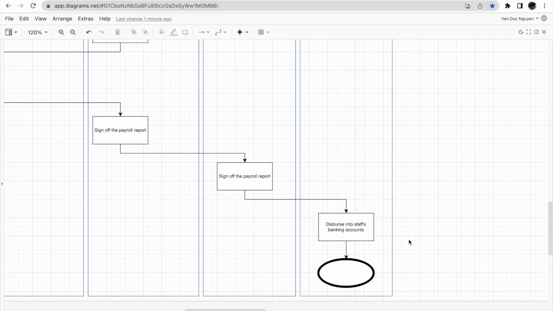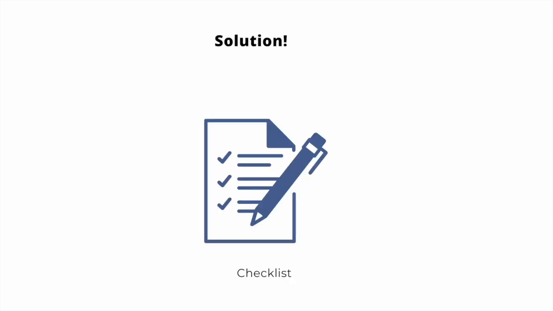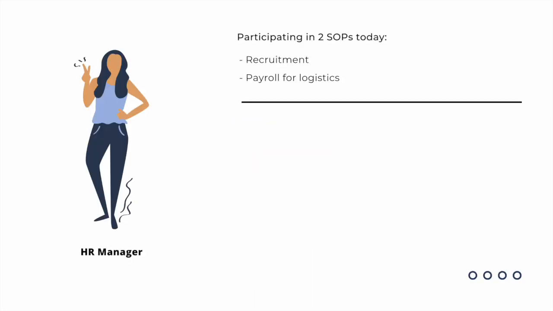Well, here's a problem with SOPs. Not everyone can grasp them due to the complexity of the model. To fix that, we use something called the checklist. Imagine yourself as an HRM, and today you participated in two SOPs, one called recruitment and one called payroll for logistics.